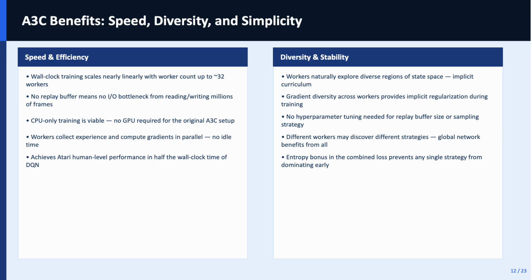On implicit curriculum, different workers naturally encounter different stages, difficulty levels, and random events in their respective environments, so the global network is continuously exposed to a diverse range of situations without any manual curriculum design. OpenAI demonstrated both properties when training their Dota 2 agent by running hundreds of parallel game simulations, each starting from a different game state and involving different hero combinations.